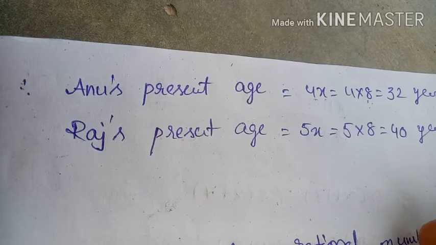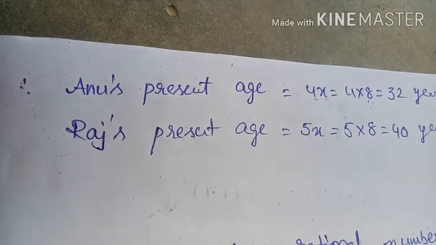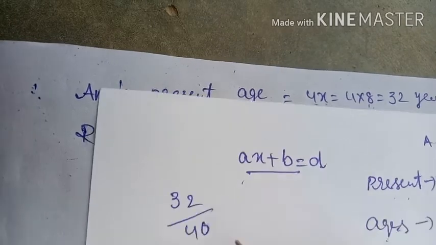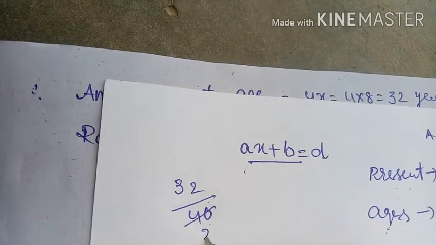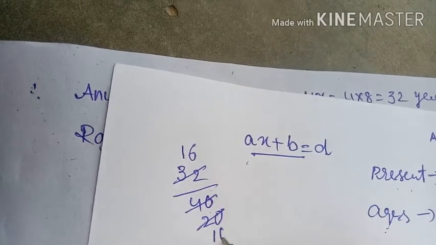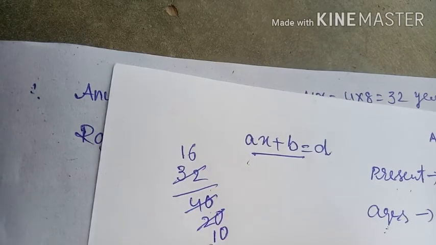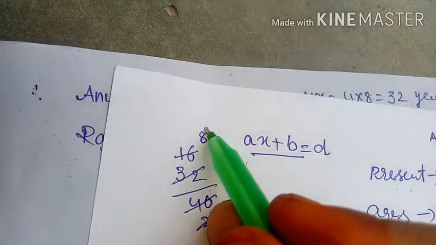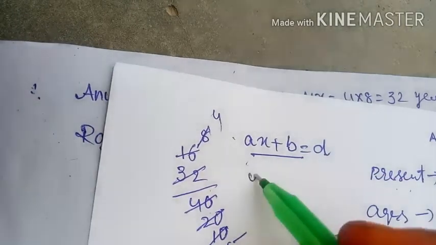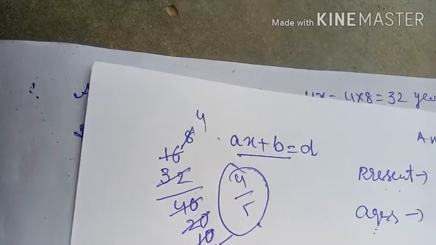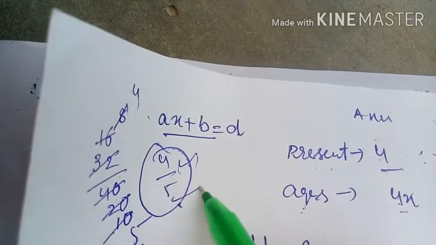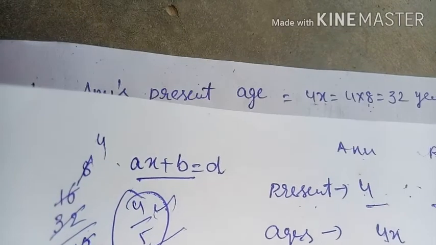Clear? If you have any doubt, just find that ratio, 32 by 40. Dividing by common factors, 2 4s are 8, 2 5s are 10, so it is 4 is to 5. We got the ratio, no? So 4 is to 5. Clear? Yes.